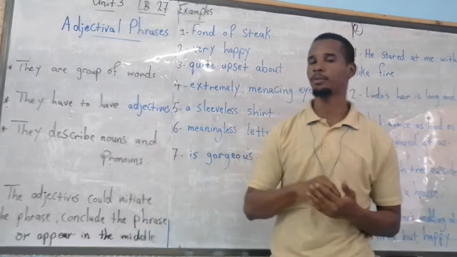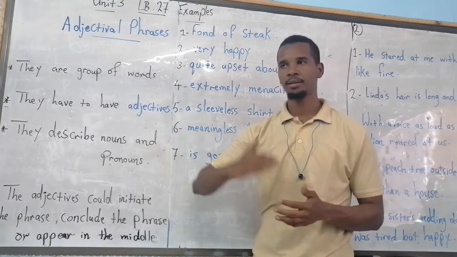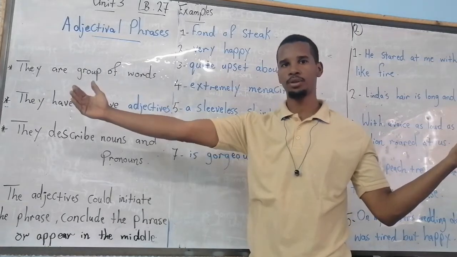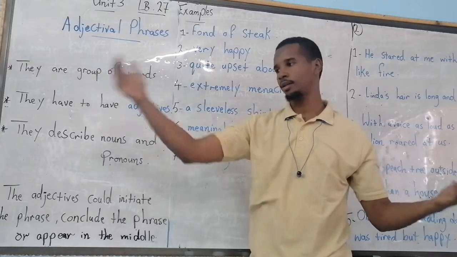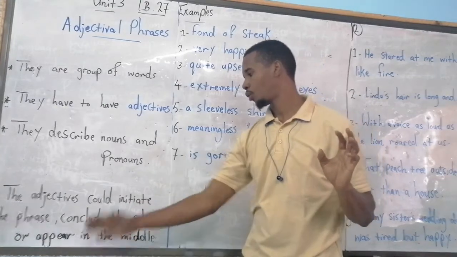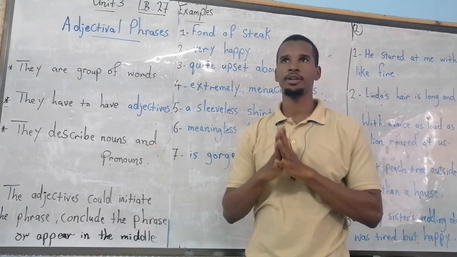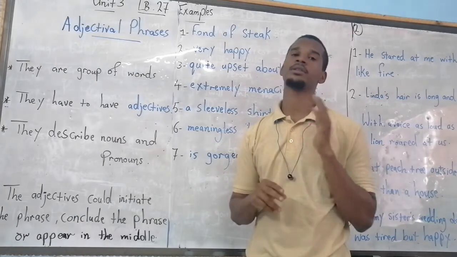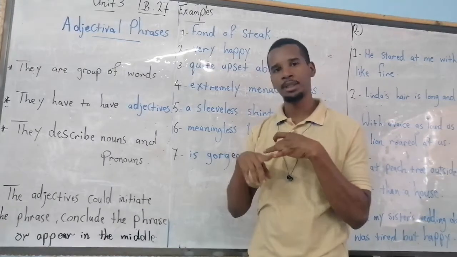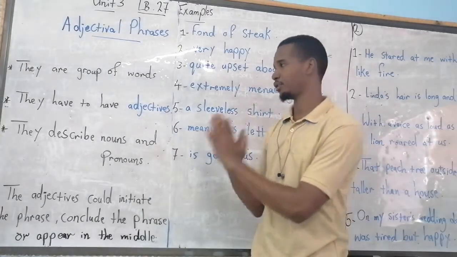Conclude the phrase. Conclude, from conclusion, and you know what conclusion means, right? Say conclusion, everyone. Conclusion. That means it's at the end, totally the opposite, right? Initiate, conclude. Beginning, the end. So you can find the adjective at the end of the phrase, not at the beginning. Or appear in the middle. In all positions you could find the adjective, and you have to find the adjectives. Otherwise, they wouldn't be called adjectival phrases, would they? So they could come at the beginning, in the middle, or at the end of a phrase.